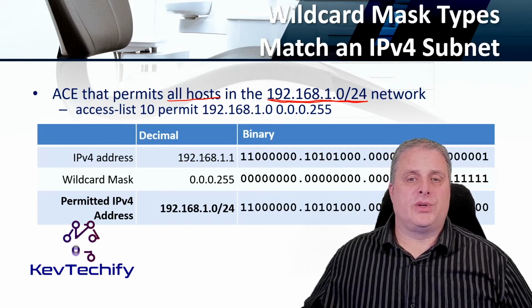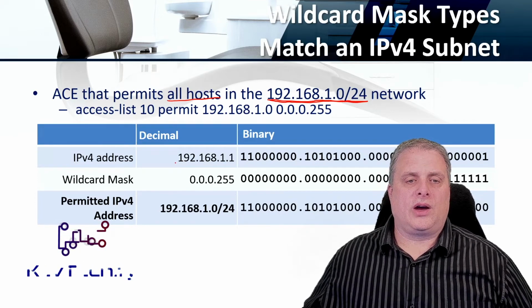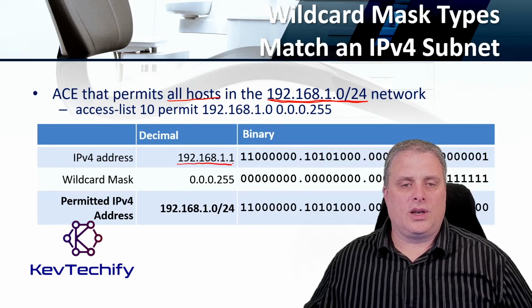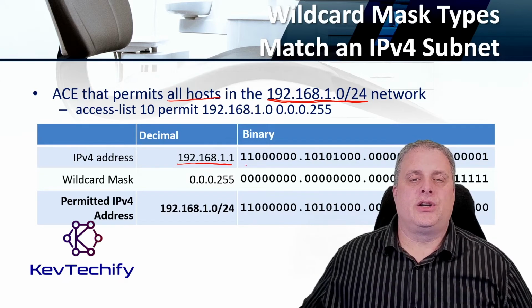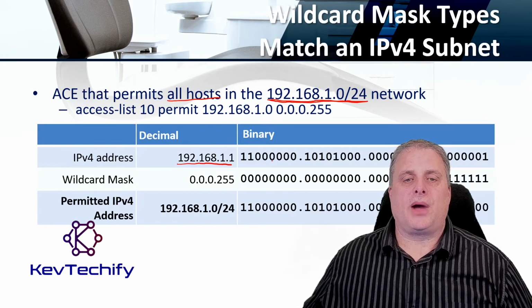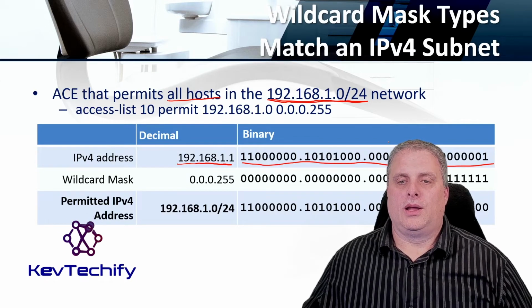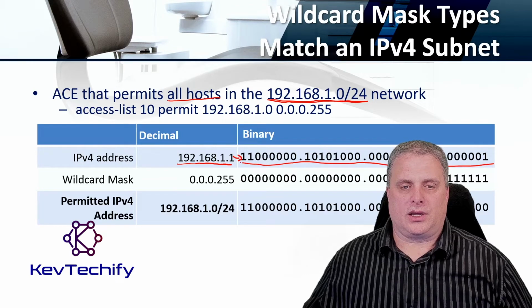First thing we do is start off with writing down our IP address. We're just going to pick out an IP address. We'll pick out the first usable one here, 192.168.1.1, and then turn that into binary. When we turn it into binary, that's what our binary number looks like.